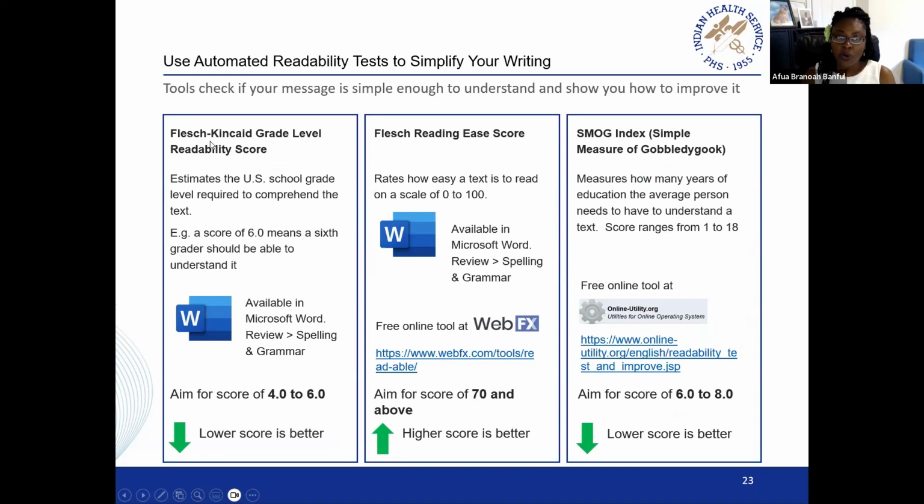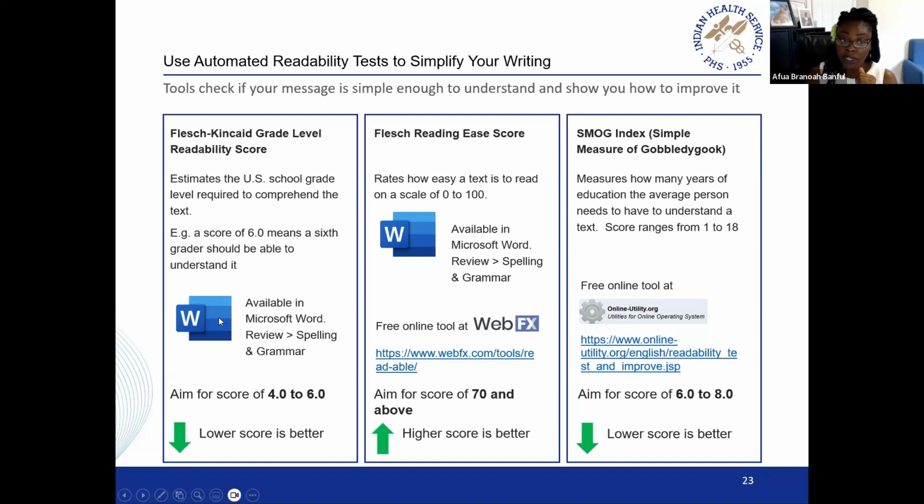Okay. So for the automated readability tests, there were three big indices that you could probably choose as your favorites, and I wanted to share a little bit about each. In Word, we have the Flesch-Kincaid grade level readability score. What that does is it estimates the US school grade level that is needed to understand the text. So a 6.0 means a sixth grader should be able to understand it.